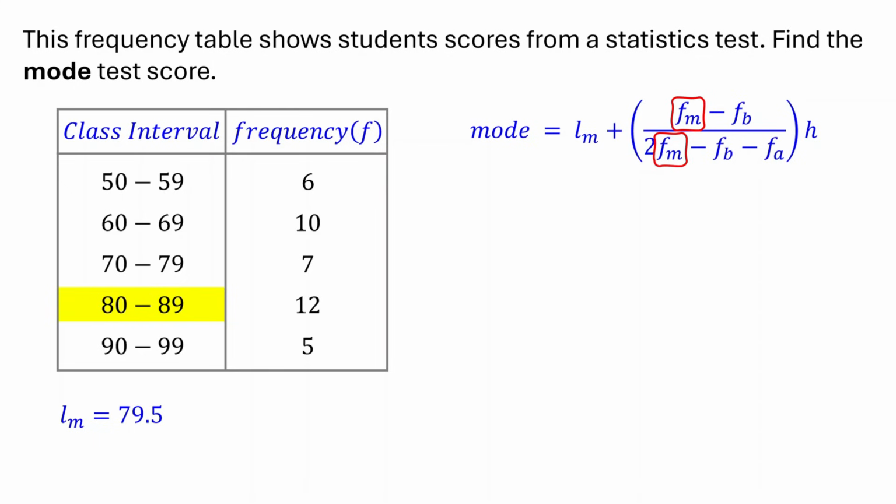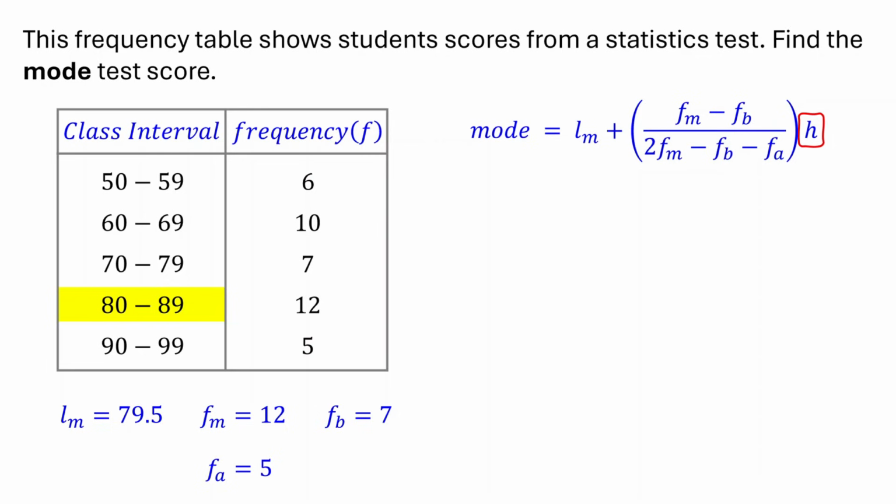Next, find the frequency of the modal class. The modal class has a frequency of 12, right? Next, find the frequency of the class before the modal class. This is the class right before the modal class, and its corresponding frequency is 7. Next, find the frequency of the class after the modal class. This is the class right after the modal class, and its corresponding frequency is 5.